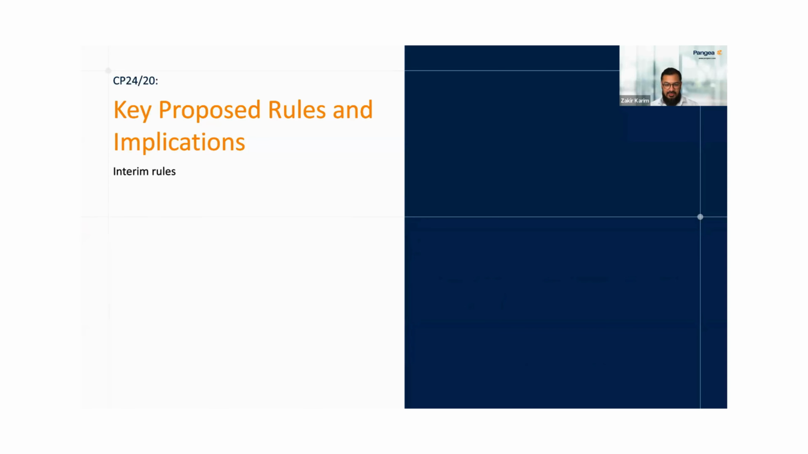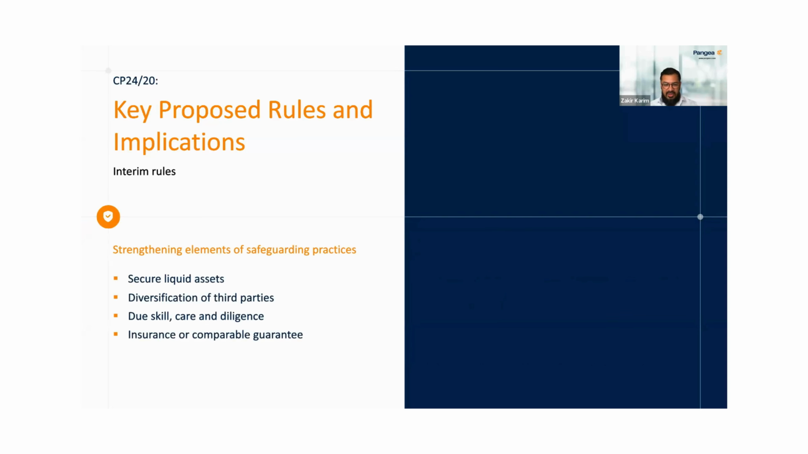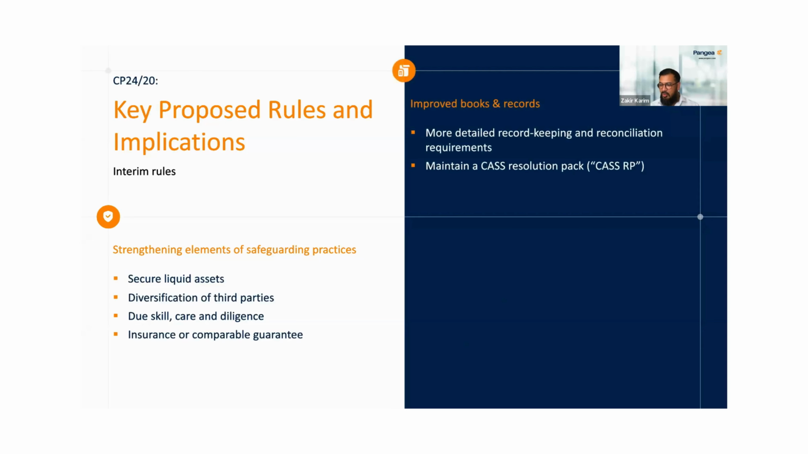So if we now delve into the interim rules, there are a few aspects to it. One aspect is strengthening elements of safeguarding practices. Currently, relevant funds are safeguarded very similar to how we have protection and segregation for client money. What we will see as part of the interim rules is additional safeguards that will strengthen the current safeguards that are in place for relevant funds that are held in secure liquid assets. There will also be requirements to consider diversification of third parties. So where firms are holding money with third parties, this will be strengthened compared to the current existing rules in place.